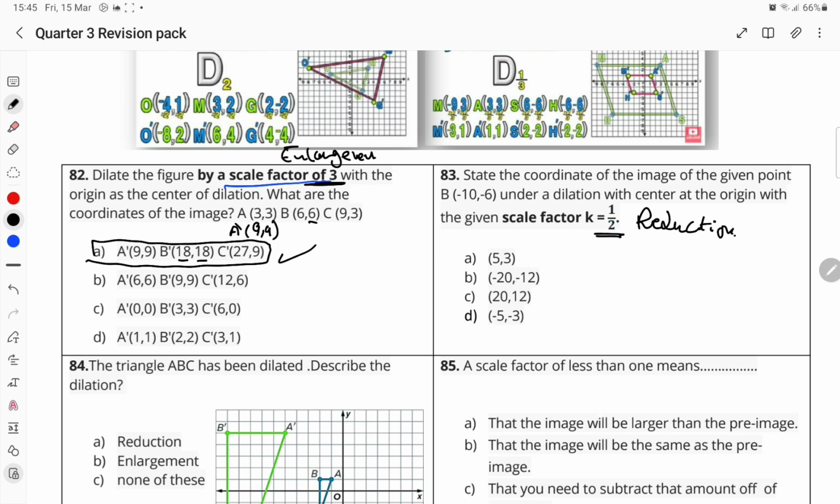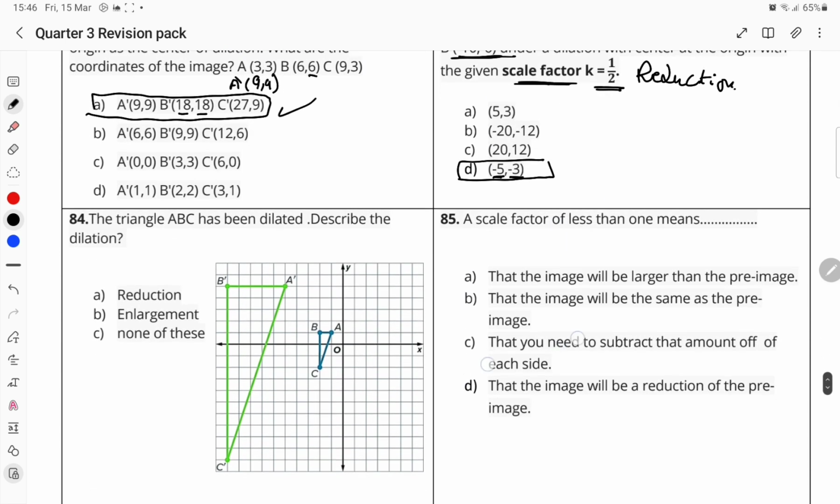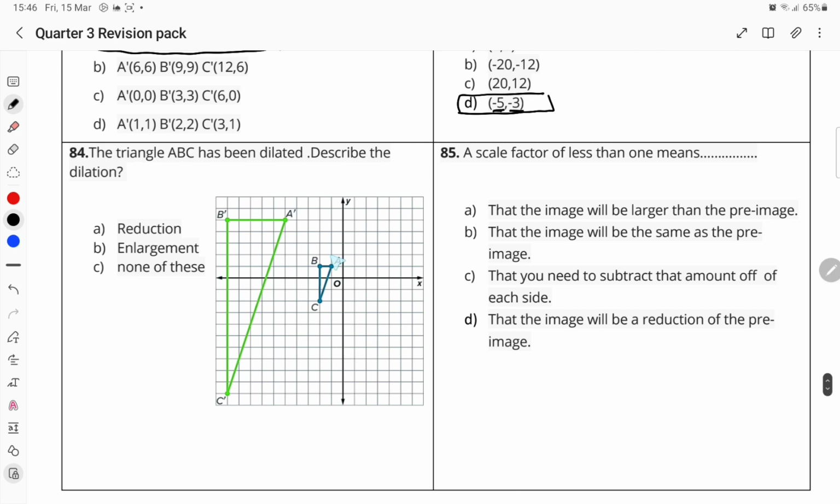Very good. Scale factor half. So I'll multiply this point by half. Negative 10 times half becomes negative 5. Negative 6 times half, half of 6 is 3. So it is negative 5, negative 3. Why did you pick this one, not this one? Because the scale factor doesn't change the signs. Negative 10 becomes negative as it is. Negative 6 is negative as it is. Very good. So here, from A to A prime, what happened? It got larger, so it is enlargement.